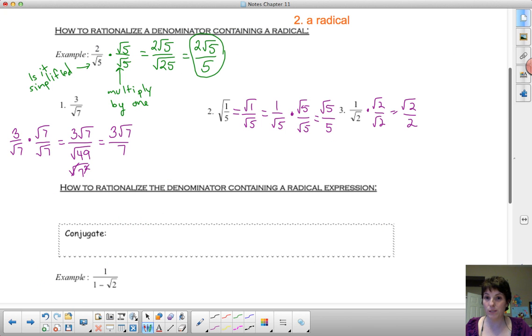All right, so we talked about ones that had just a square root. I'm going to do a whole separate video for how to do ones that have a sum or a difference or a binomial in the denominator. So come back, take a peek at that next video.